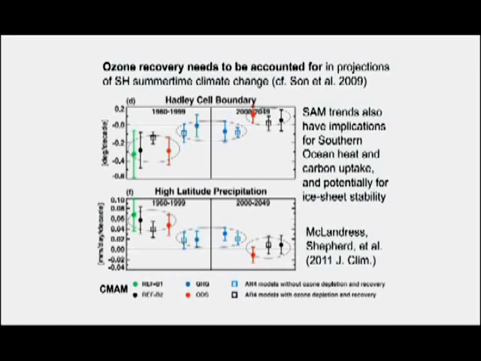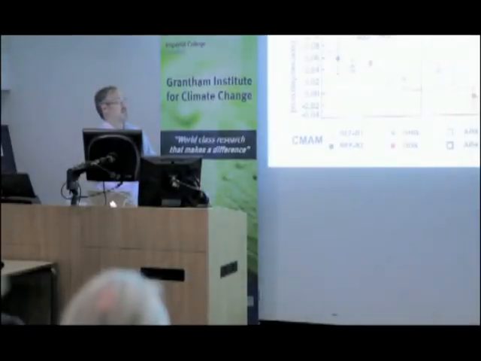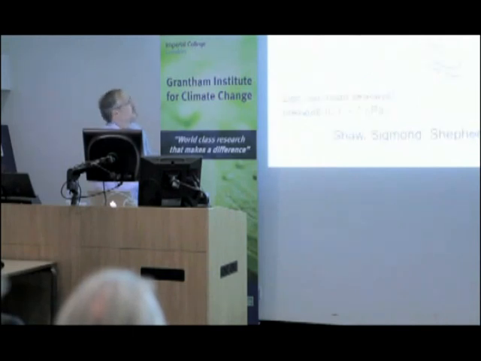Same thing if you look at precipitation, you get the same kind of a pattern here, that the difference between this bubble and this bubble is the effect of the ozone hole, and this bubble and this bubble is the effect of ozone recovery. So you have to worry about this if you're gonna get things right, and this, as I said, is important for Southern Ocean heat uptake and carbon uptake. Potentially also people have claimed for ice sheet stability.